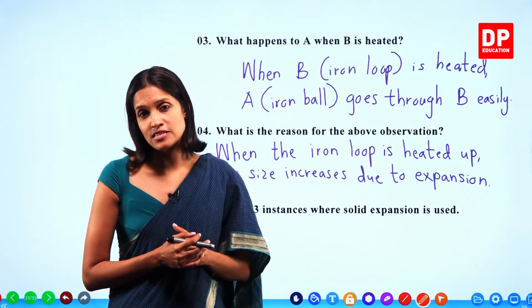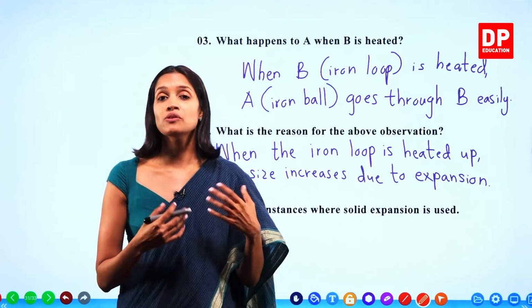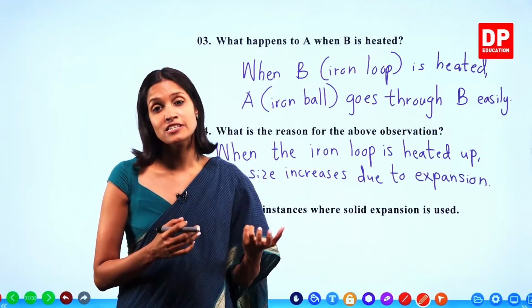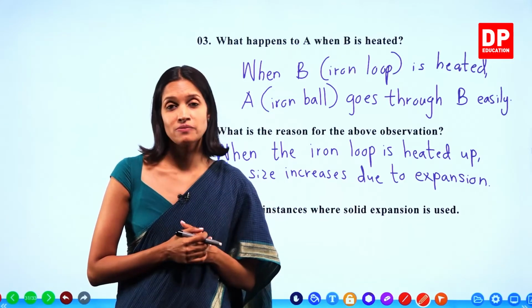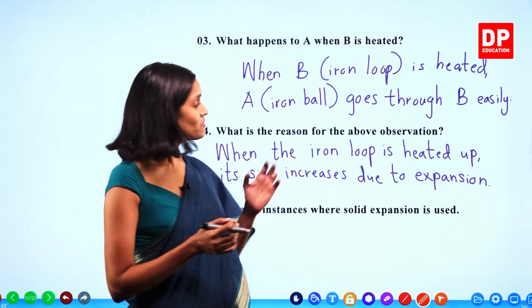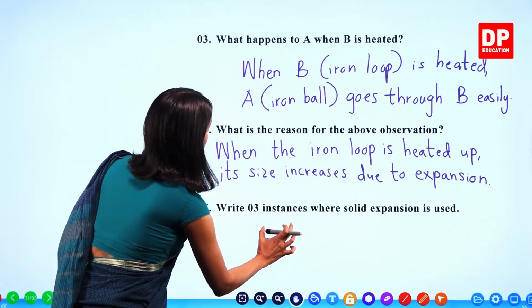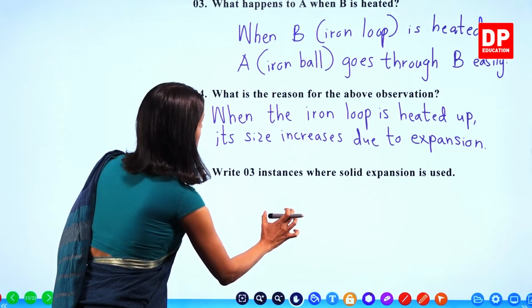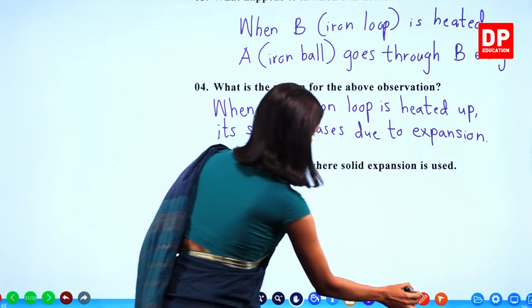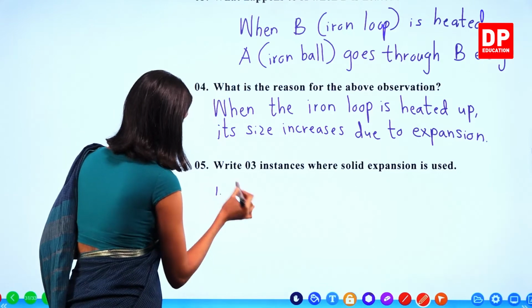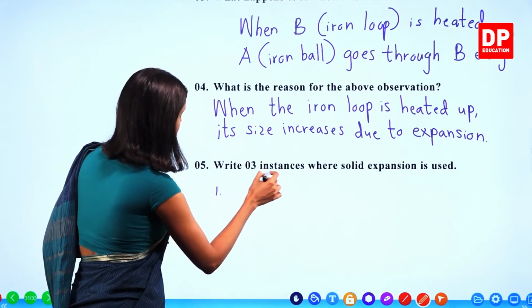What are the other instances, children? You all know that we can remove a bottle lid that is tightly fixed to a bottle by heating because of the expansion. Right, children? We'll write these things. Right. Number 1. 3 instances.